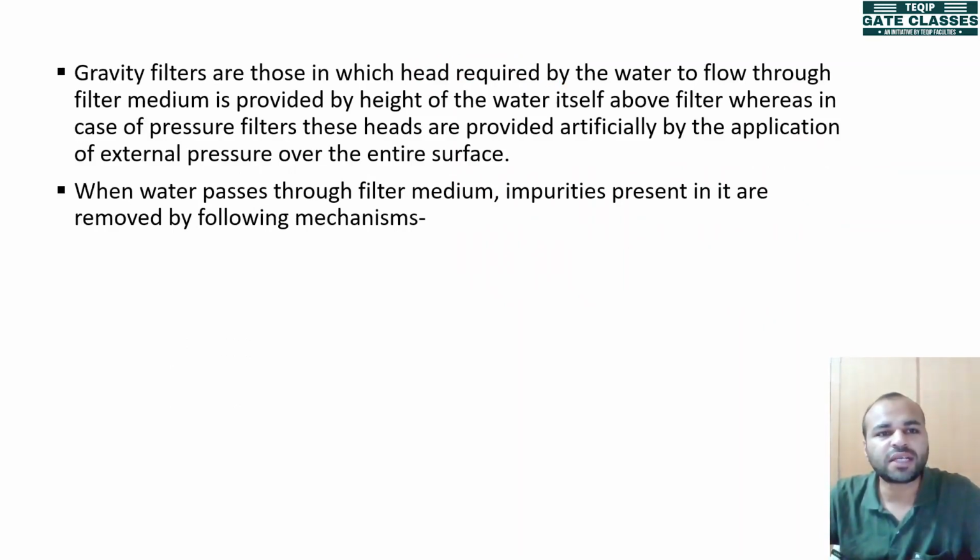Now, what are gravity filters? Gravity filters are those in which the head required by the water to flow through the filter medium is provided by the height of the water itself above the filter, whereas in the case of pressure filters, it is provided artificially by the application of external pressure.